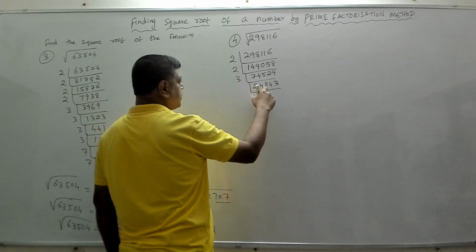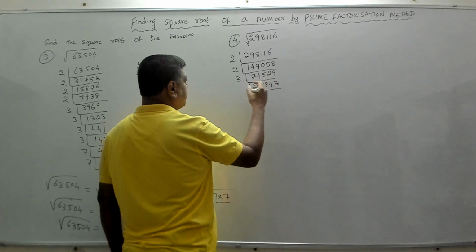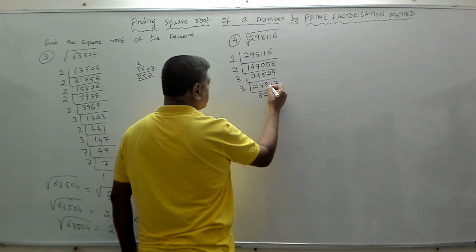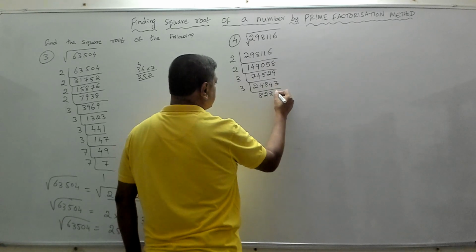2 plus 2 plus 4 is 6, 14, 18, 21. Yes. So again it will go in 3. How many times? 8 times. 8 goes 2 times. Then 24 goes 8 times. 3 goes 1 time.